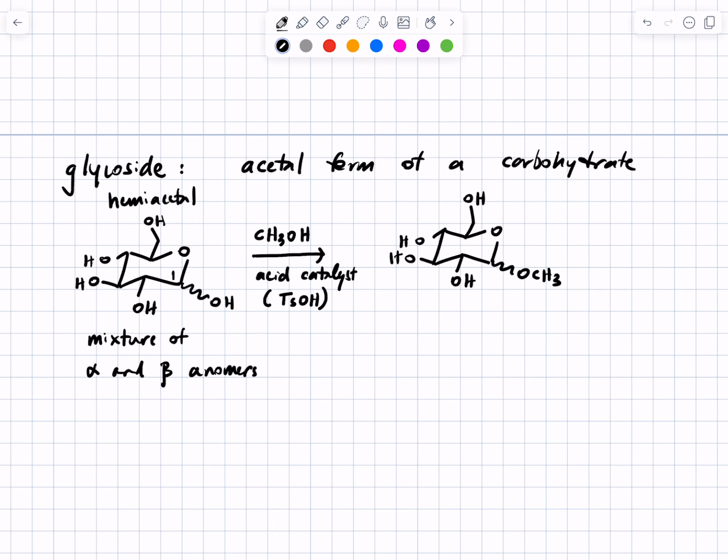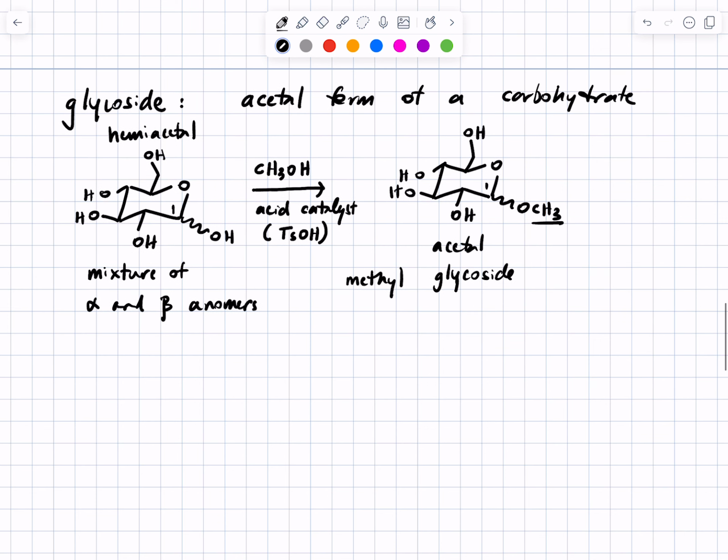And you could call this an acetal, and it is. It is also called a glycoside, which means an acetal using the anomeric carbon of a carbohydrate. And you might also call it a methyl glycoside because the alcohol was methanol. Okay? Now, how do we get this? How does it happen?